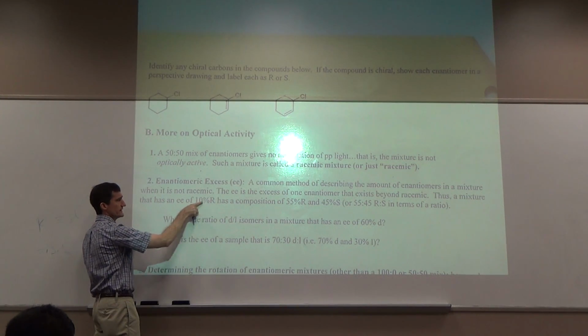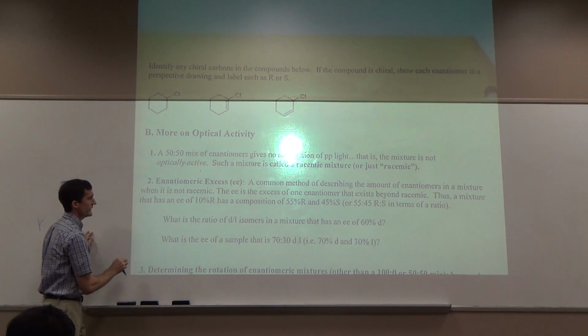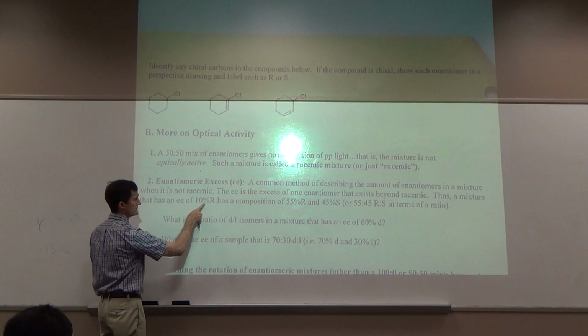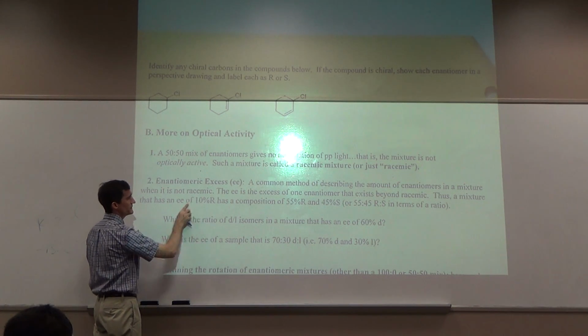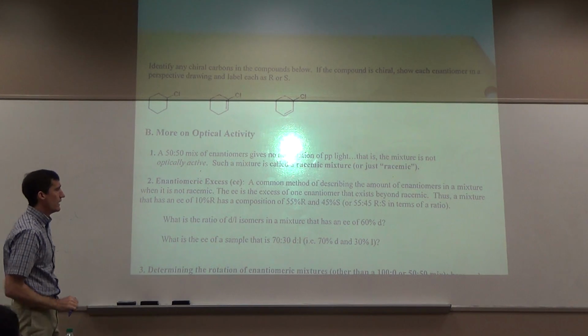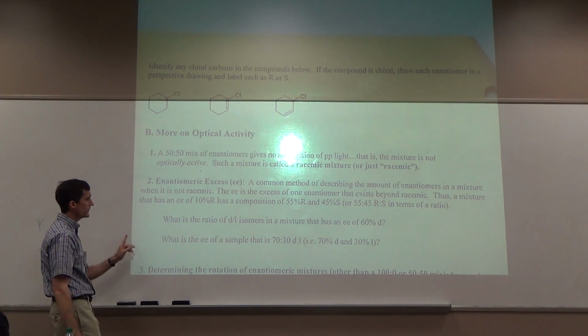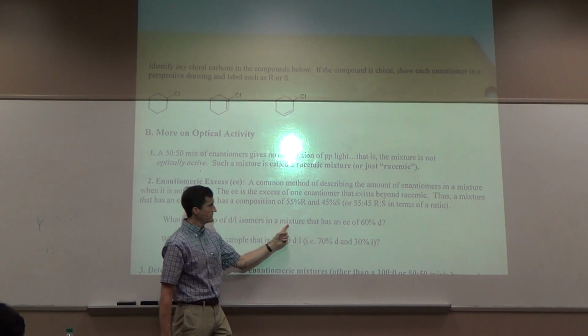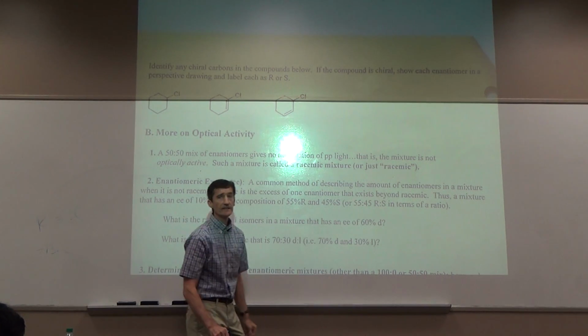Now, some students look at an EE of 10% R and say, hey, I've got, I don't know, 90%, 10%? No, that's not what this means. Let's try a problem here. What is the ratio of D to L isomers in a mixture that has an EE of 60% D?